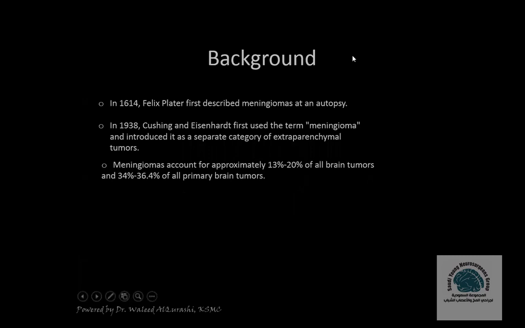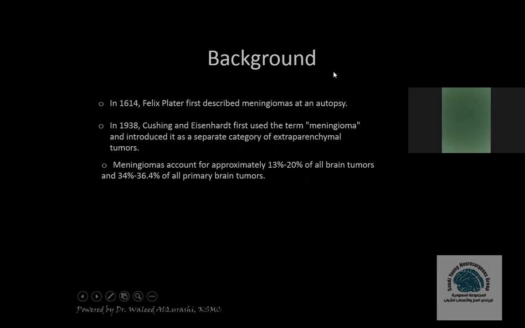So, the background: in 1614, Felix Plater first described the meningioma at autopsy. In 1938, Cushing and Eisenhardt first used the term meningioma and introduced it as a separate category of extraparenchymal tumor. Meningiomas account for approximately 13 to 20% of all primary brain tumors.